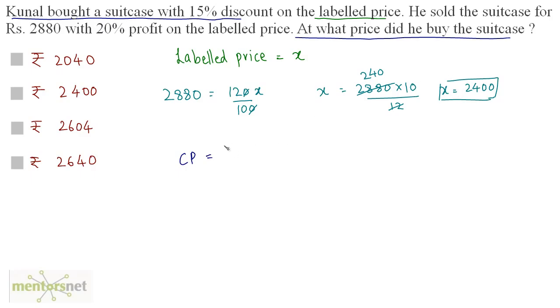So 100 minus 15% of X. So I have 100 minus 15% is 85% of X. So 85 upon 100 times 2400. So this is equal to 2040. So this is the price at which Kunal bought this suitcase.